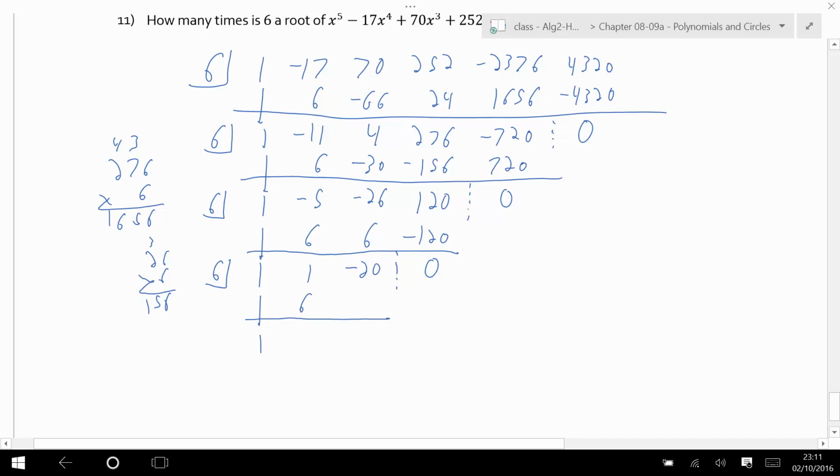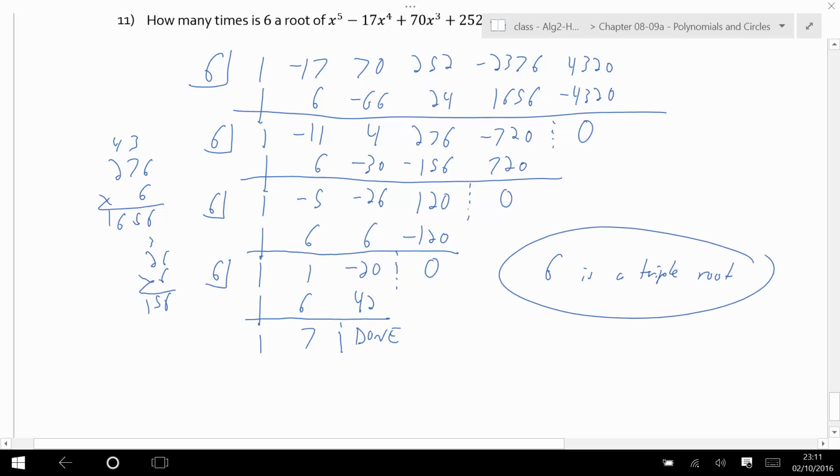1, 6, 7, 42, and done. It did not work that time. We did not get a remainder 0. So 3 times, and I can say 6 is a triple root, because we were able to synthetically divide it out 3 times before we couldn't do it anymore.